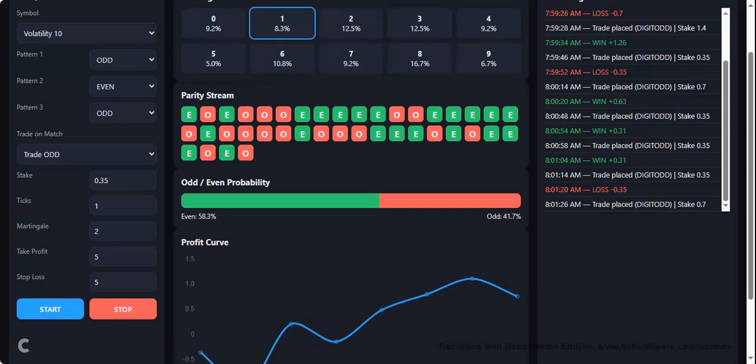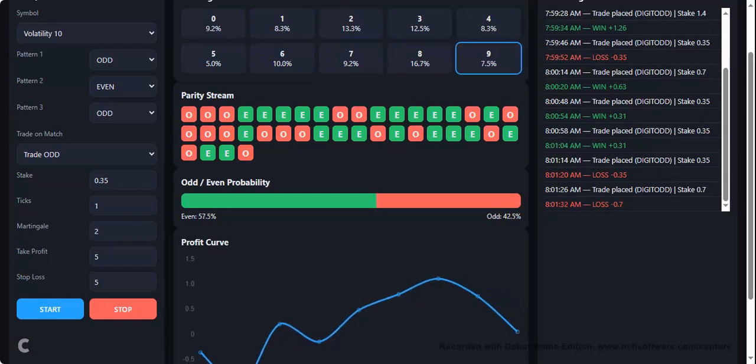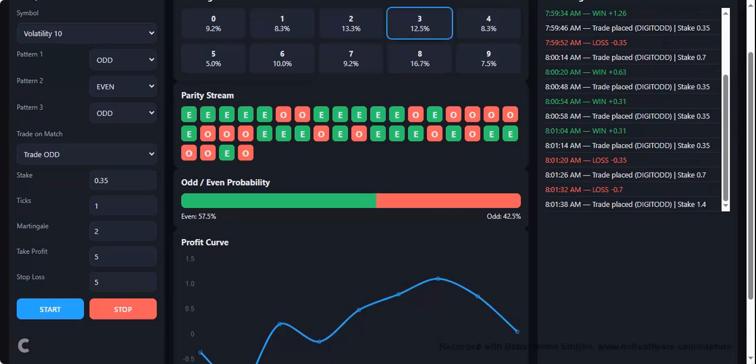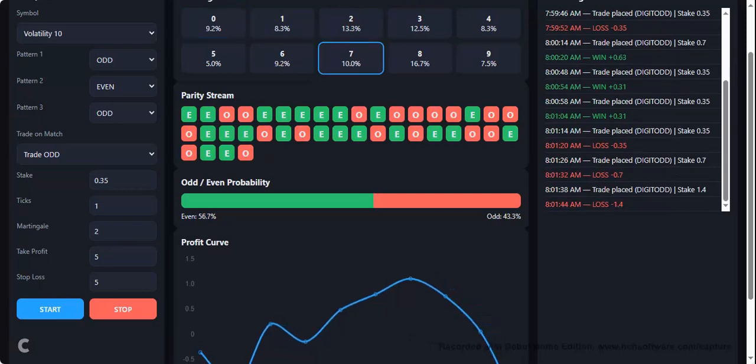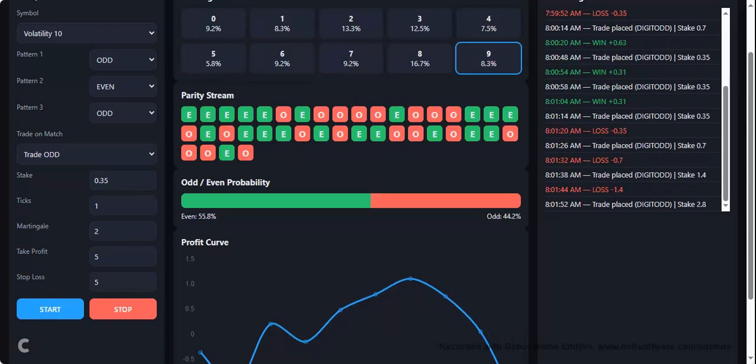As the session continues, observe how the system behaves during quiet periods. It does not chase the market. It waits. Patience is part of the algorithm. Many manual traders lose money because they feel compelled to act constantly. This bot only acts when conditions match the plan. That separation between opportunity and impulse is one of the biggest advantages of automation. It protects the strategy from emotional interference.